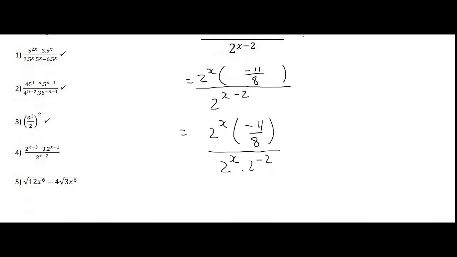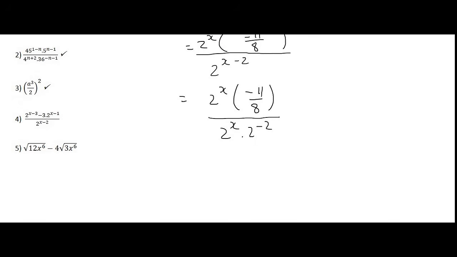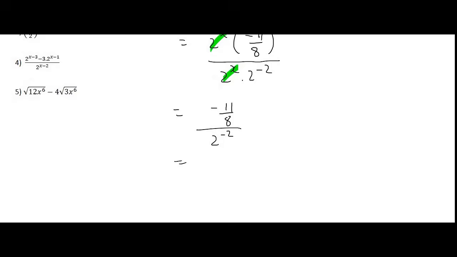Now we have one term at the top, one term at the bottom, and so we can cancel. And so we can see the 2 to the power of x cancels with each other. And so what we have is minus 11 over 8 over 2 to the minus 2. And then 2 to the minus 2 is the same as 1 over 2 to the 2.